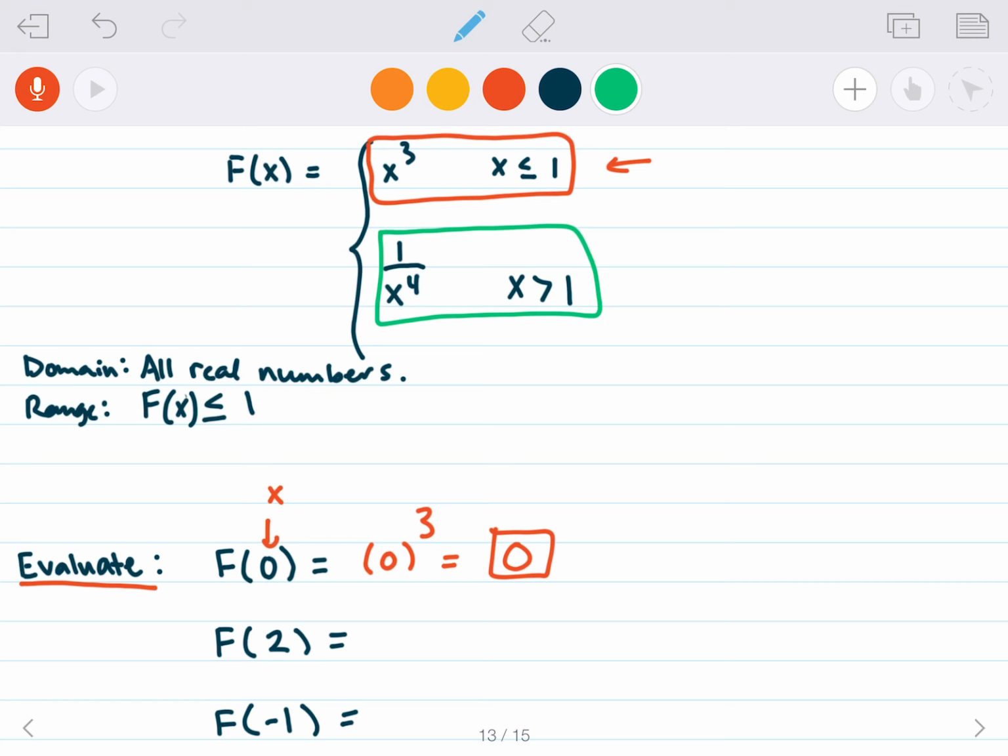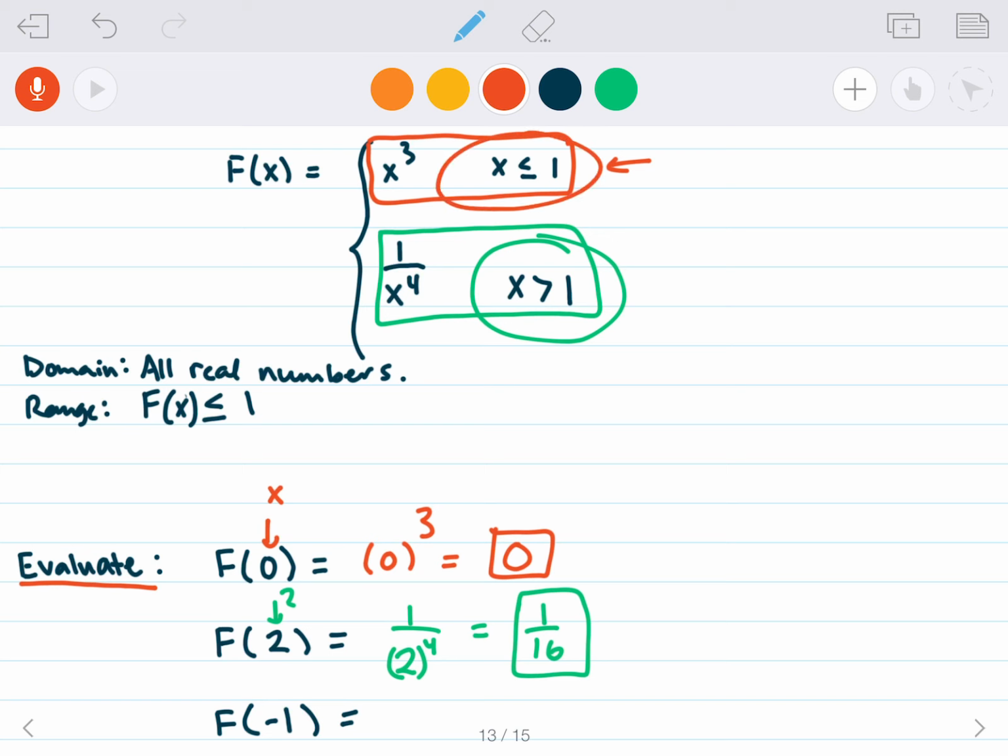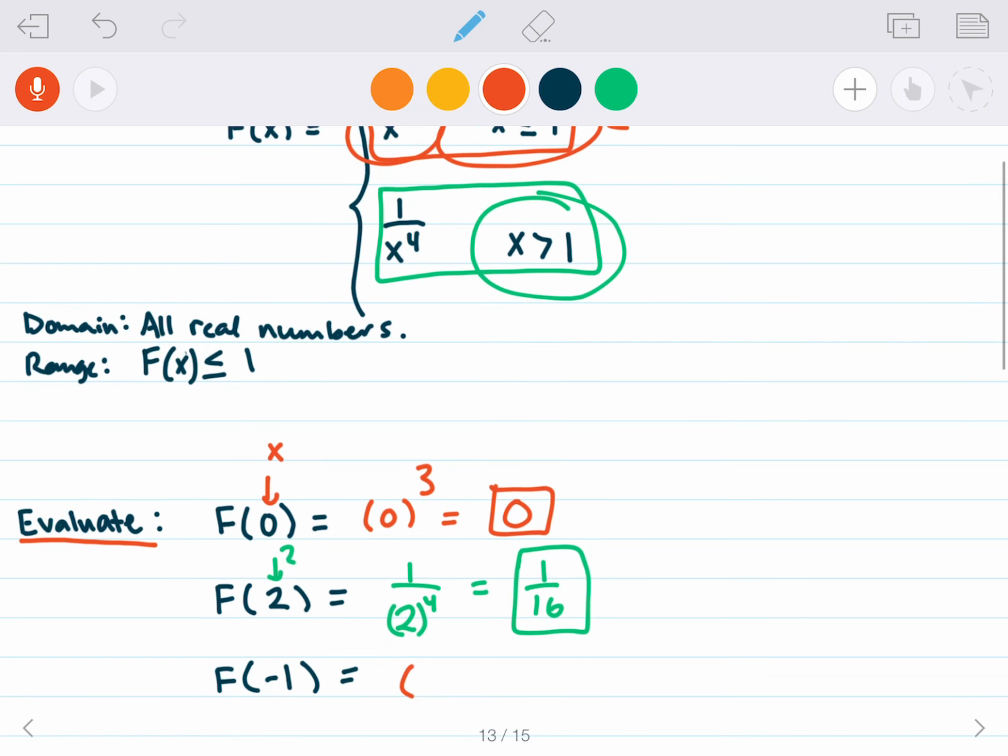For f of 2, this time our x falls in this category. X is bigger than 1. So we plug 2 into this rule right here. We get 1 over 2 to the fourth. So that's just 1 over 16. And what about f of negative 1? Well, negative 1 falls in this category. Negative 1 is less than or equal to 1, so we use this rule right here, and we get negative 1 to the third. Negative 1 times itself 3 times is negative 1. That's our answer.